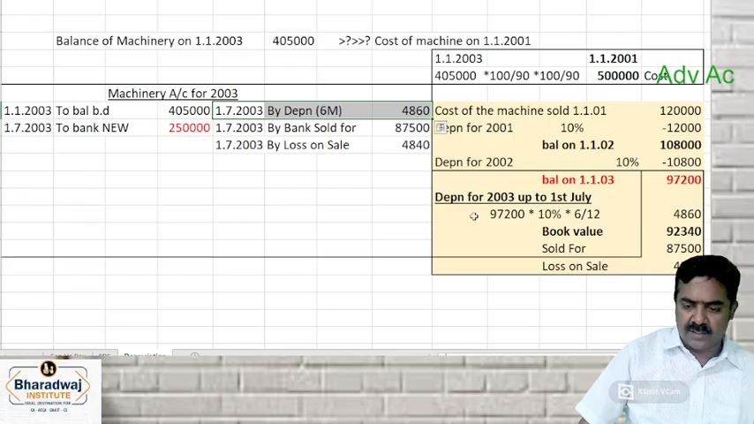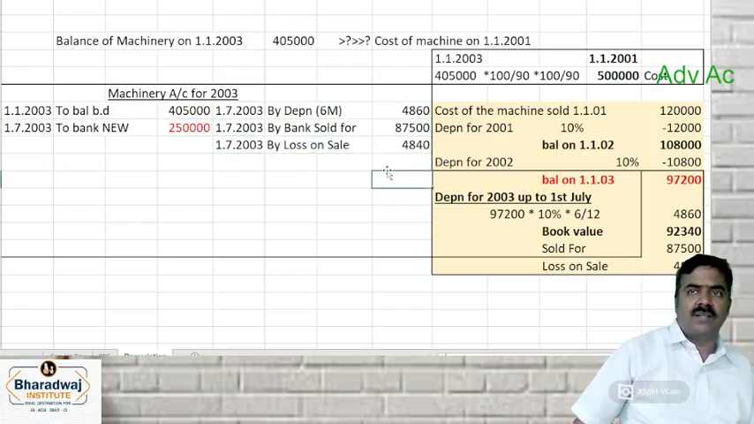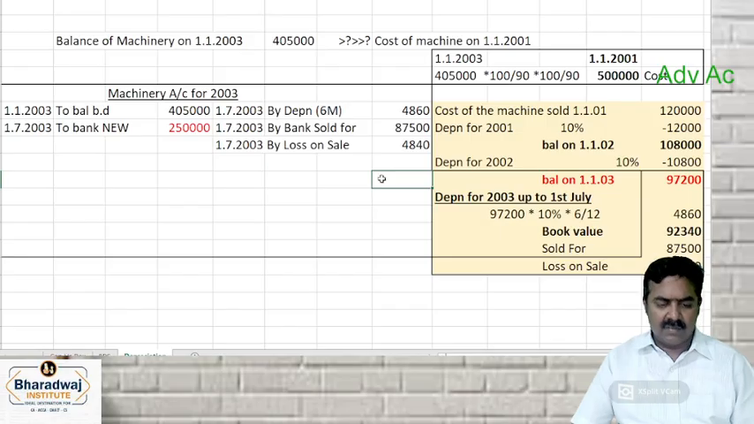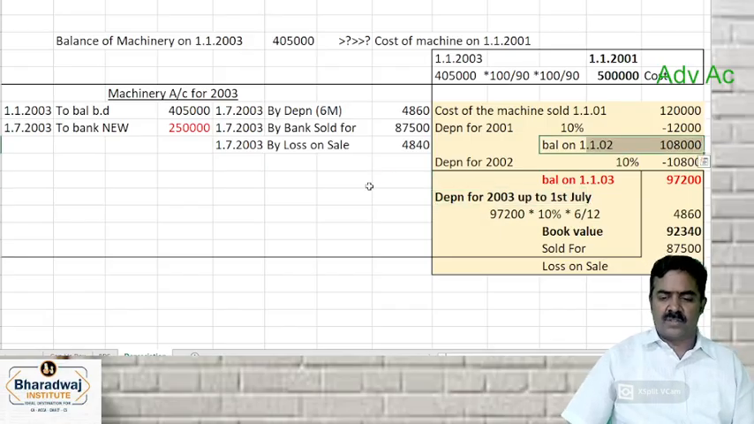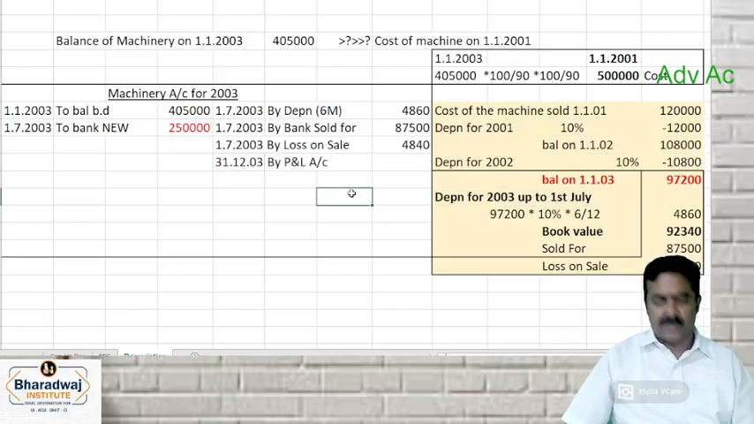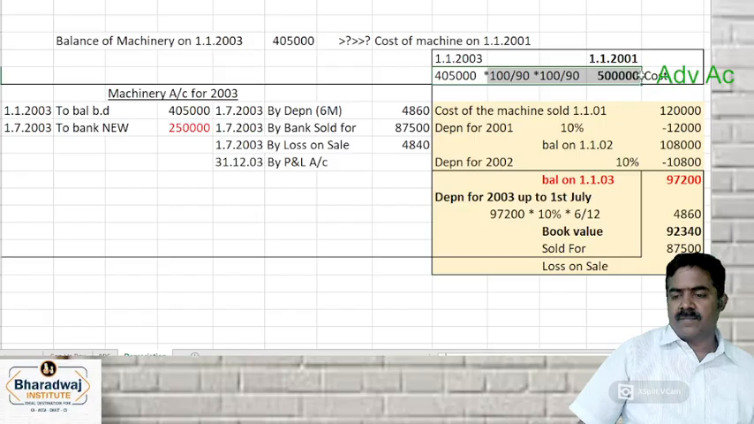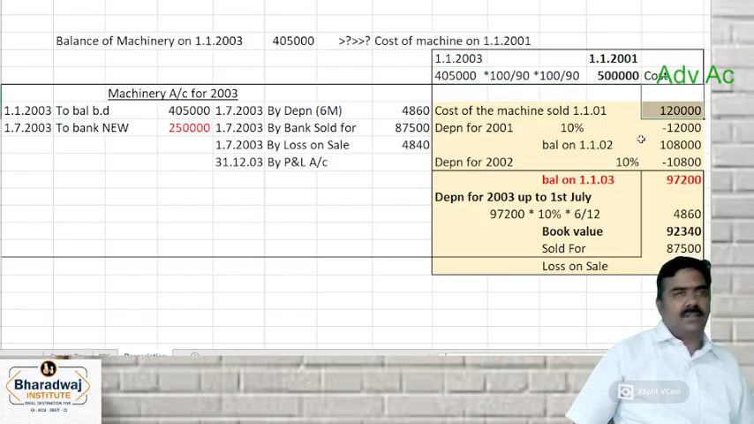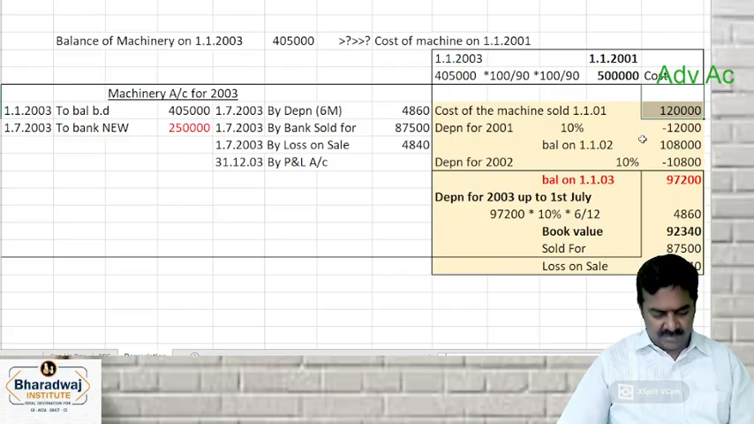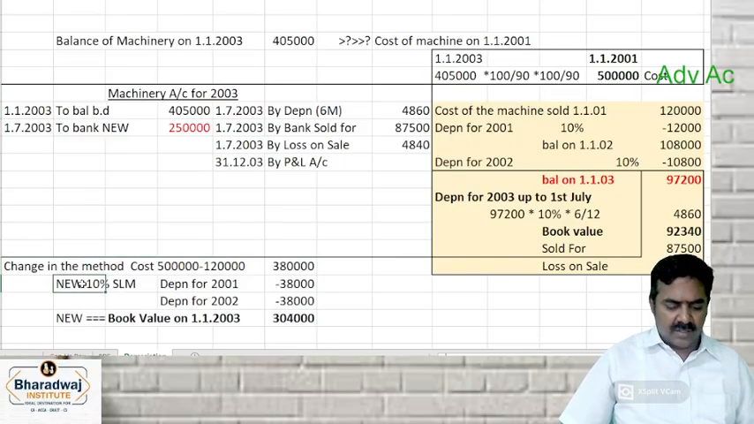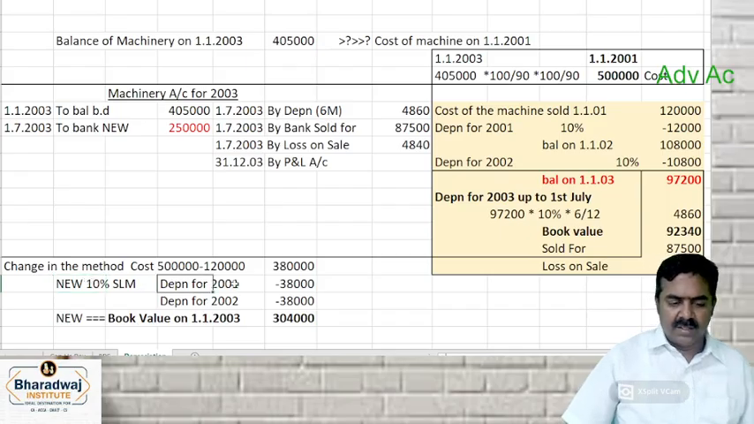The 4,860. It is sold for 87,500 now. What is the loss on sale? 4,840 is the loss on sale. Now we have to change the method of depreciation. Pay attention. What is the total cost of the asset? 5 lakh. What is the cost of the asset sold? Upper balance 3,80,000. For that, apply the new method SLM.